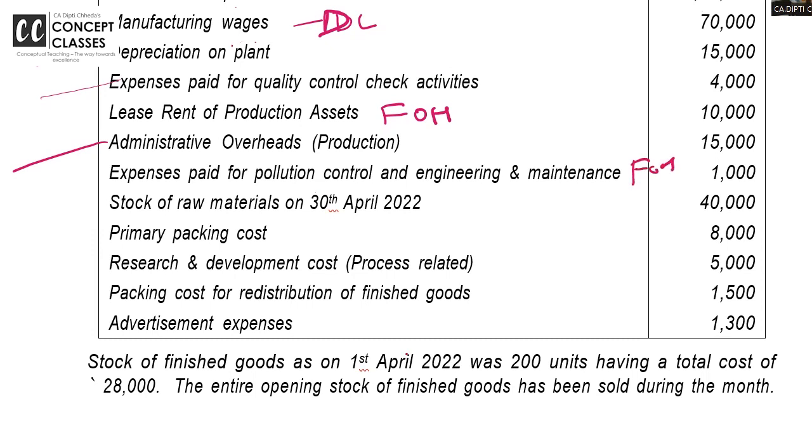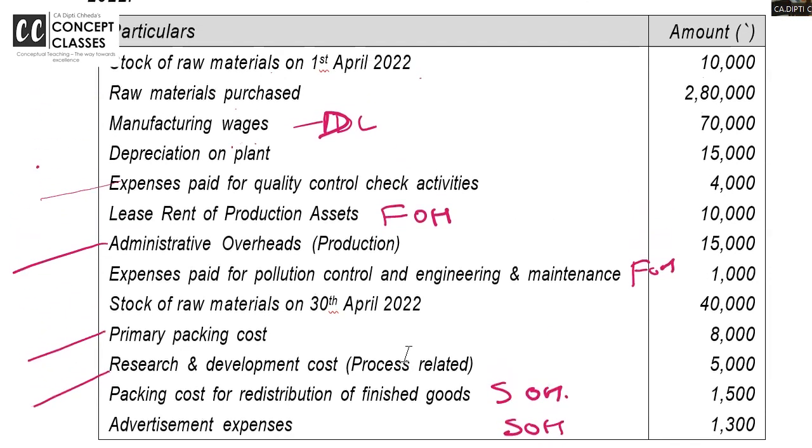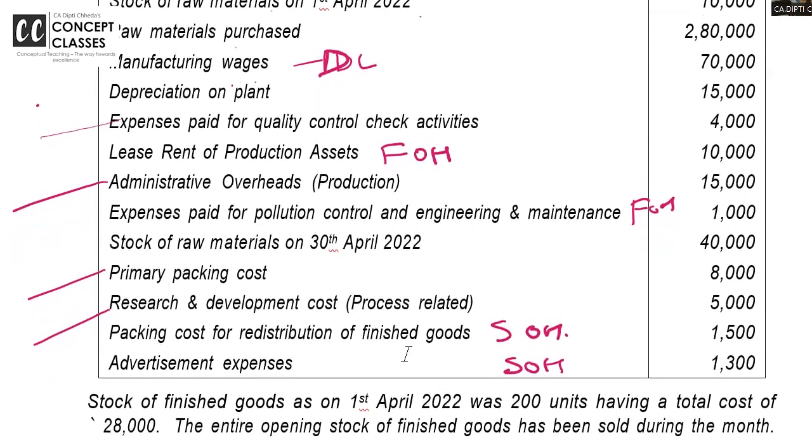Stock of raw material closing, this is primary packing. Primary packing will also come above, after the factory works cost. R&D also. Packing for redistribution. Selling overhead. Advertisement expenses are a part of selling overhead. Is my discussion clear? Or do you want me to go a little more slow?